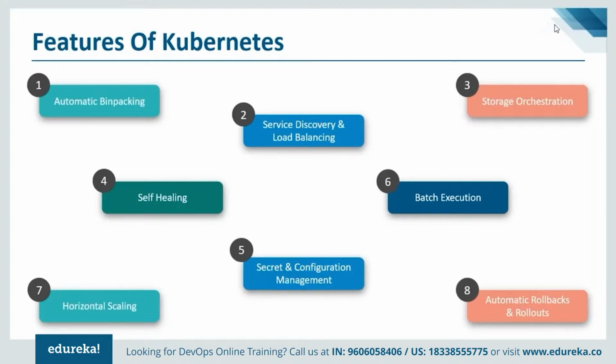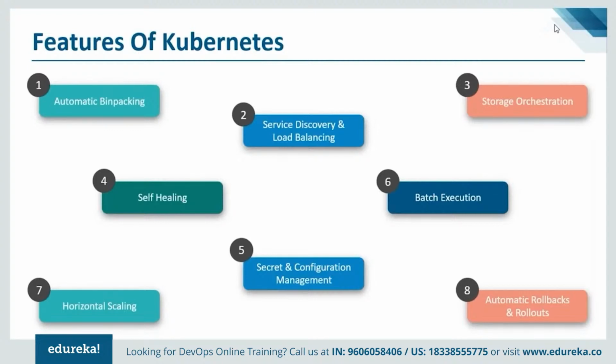And the third feature of Kubernetes is storage orchestration. With Kubernetes, you can automatically mount the storage system of your choice. You can choose that to be either a local storage, or maybe a public cloud provider such as GCP or AWS, or even a network storage system such as NFS or other things. So that was feature number 3.